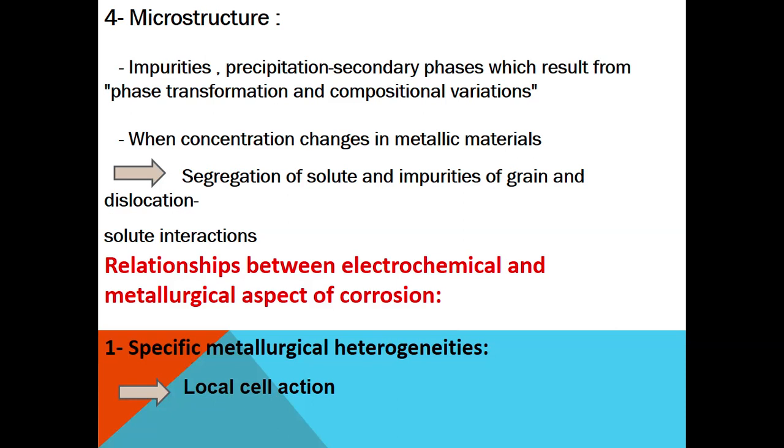Microstructure of materials contains impurities, precipitates, and secondary phases from phase transformation and compositional variations. When concentration changes in metallic materials, it provides segregation of solute and impurities at grain boundaries and dislocations.